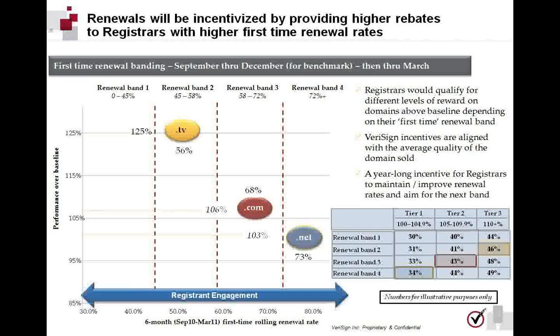Right. So unlike the other promos where the renewal rates were not considered, this is the first time that renewal rates are being tied into rebates on registrations. So VeriSign is still looking at the registration numbers, but there is a dependency on your renewal band. That's correct. The higher your first-time renewal rate by TLD, the higher your potential rebate credit for incremental units.